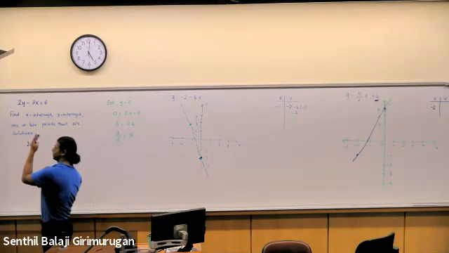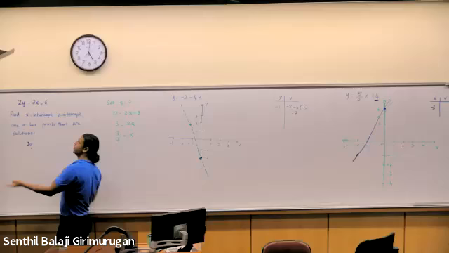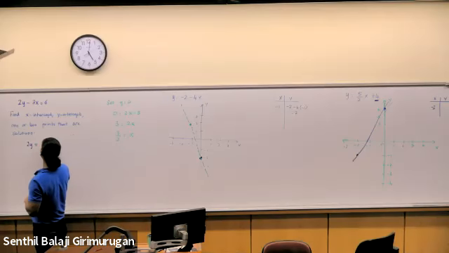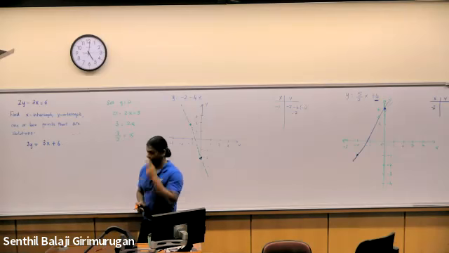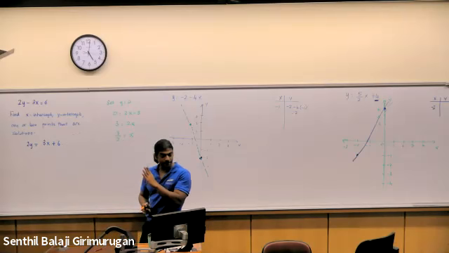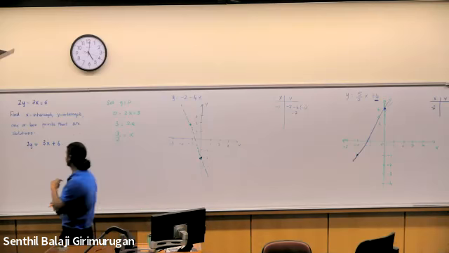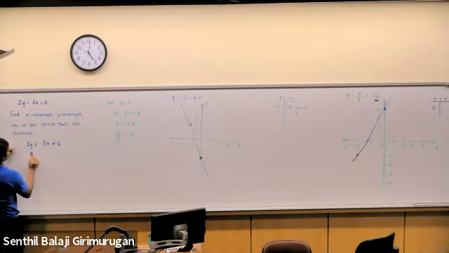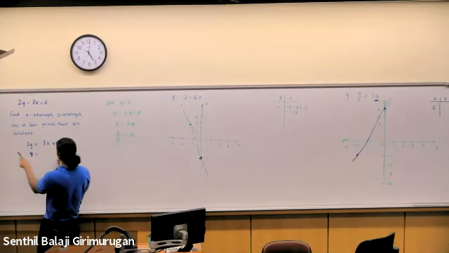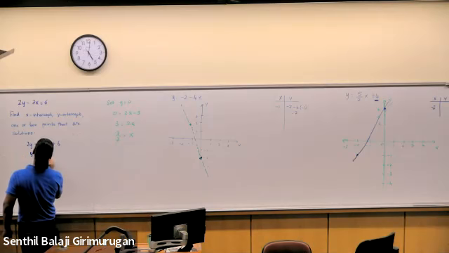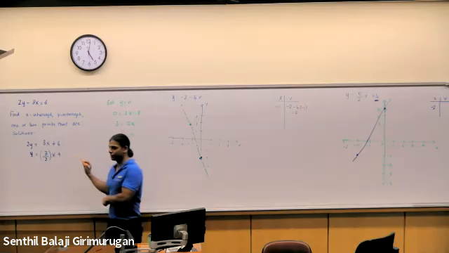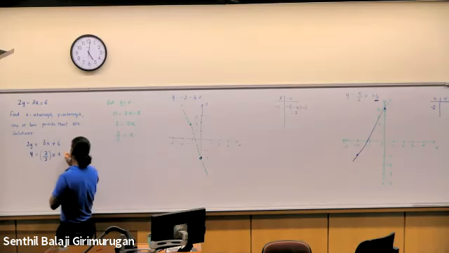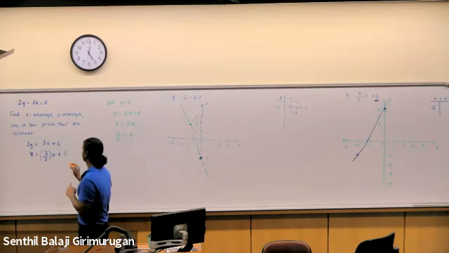First step, keep y on the left-hand side, move everything to the right. So 2y equals 3x plus 6. Divide by 2 on both sides. So y, 2 over 2 is 1, 3 over 2 x plus. And what is 6 over 2? 3. So the y-intercept is 3.